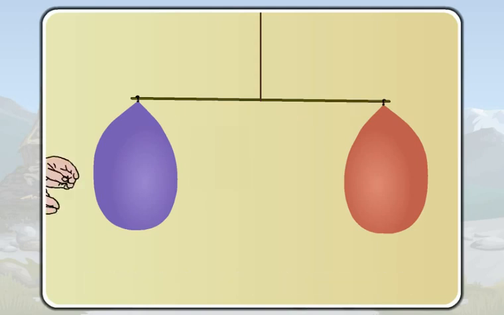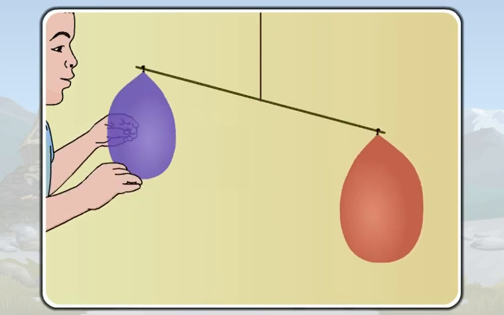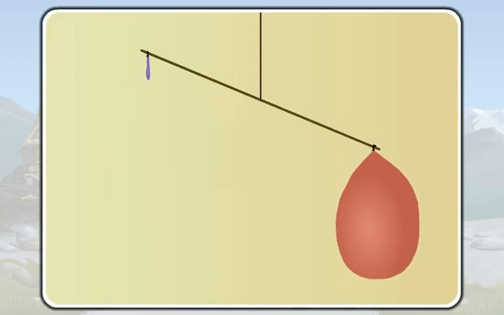Now let us remove the air from this balloon. Now what do you see? The balance is not straight. The stick leans towards the air-filled balloon. It means that the air-filled balloon is heavier than the empty balloon. What do you understand from this experiment? We understand that the air has weight. Yes, you are right. The air also has weight.